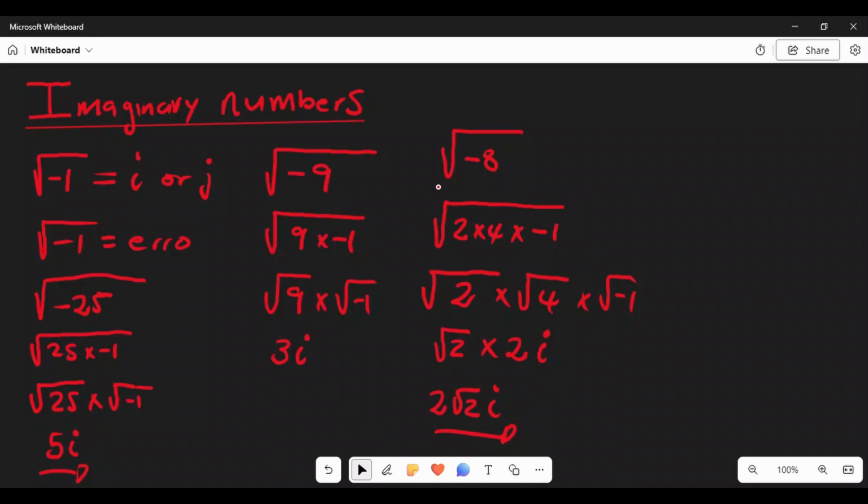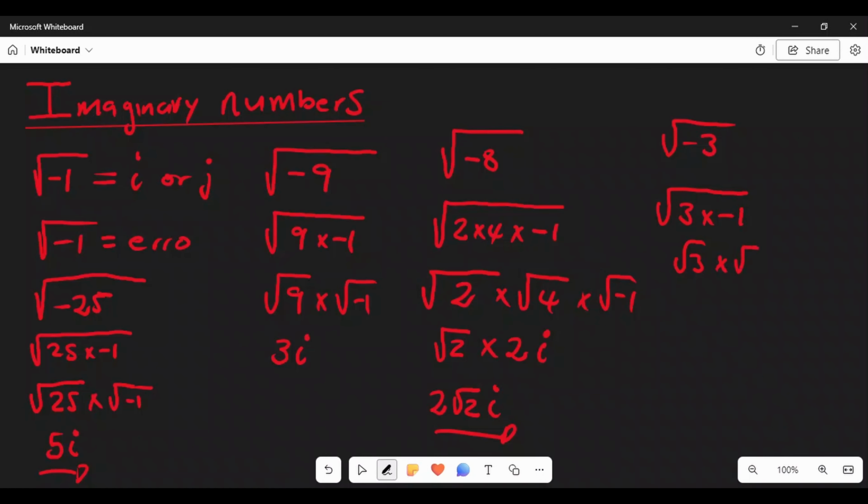So that's how you actually do this one. Some of you might even wonder, what about when you have something like this, maybe the square root of negative 3? Because 3 doesn't have a perfect square, you can just say 3 multiplied by negative 1 under the square root.